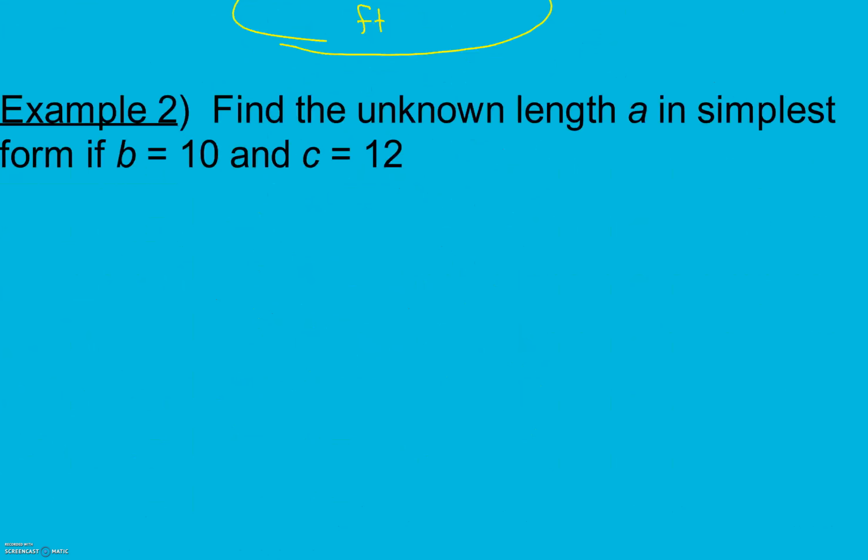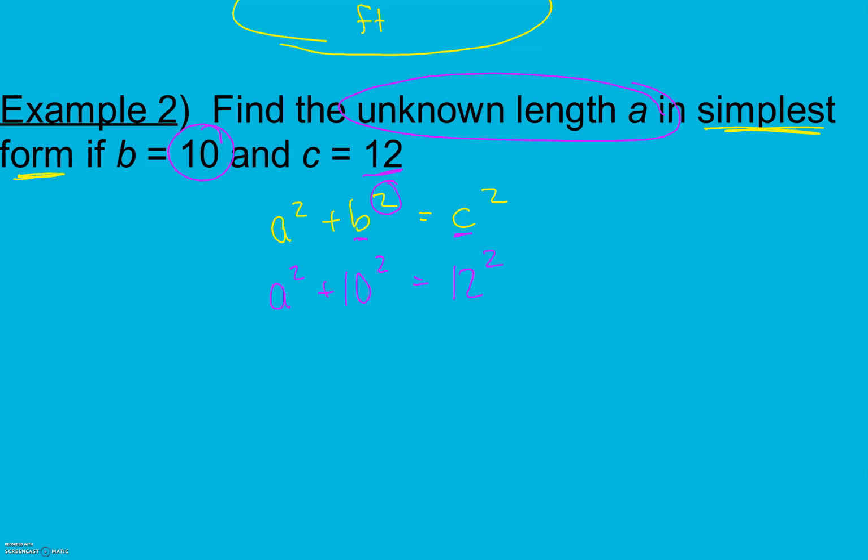In example 2, we want to know the missing length A in simplest form. So here we want to keep it in terms of radicals, in terms of square roots. So A squared plus B squared equals C squared. That's our Pythagorean theorem. I don't know A, that's what I'm looking for. So I keep my A as just an A. I know B is 10. I plug that in for B and square it. And I know C is 12. So I plug that in for C and square it.